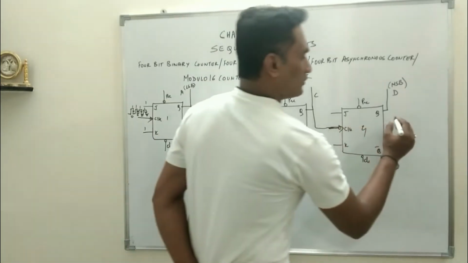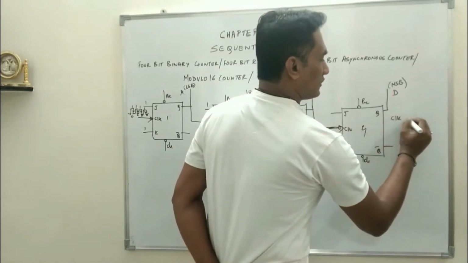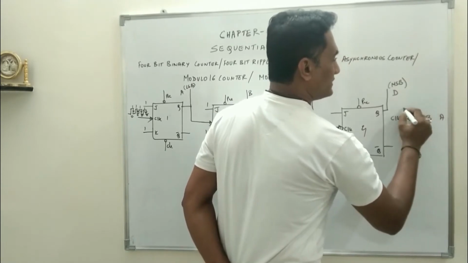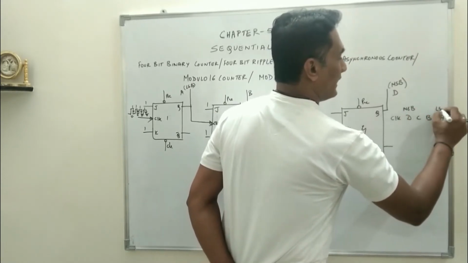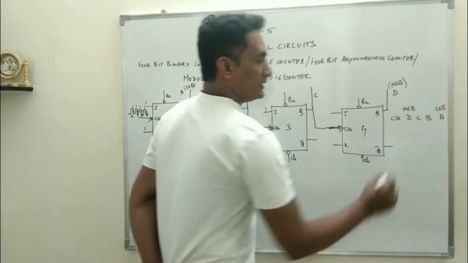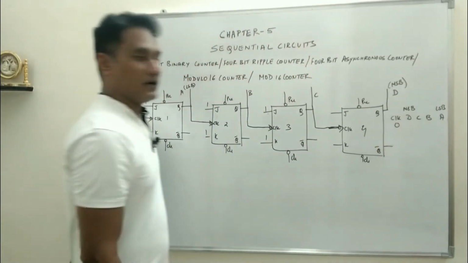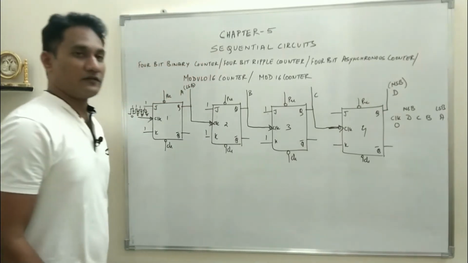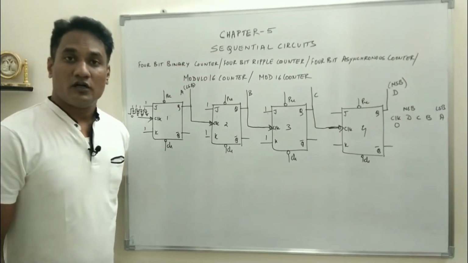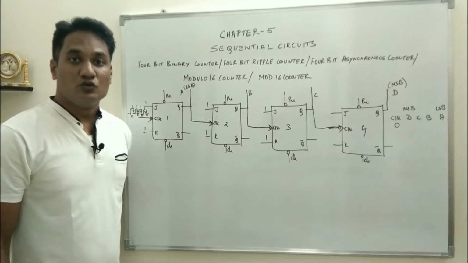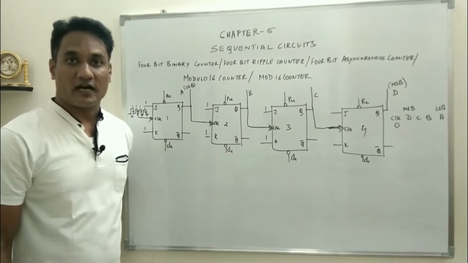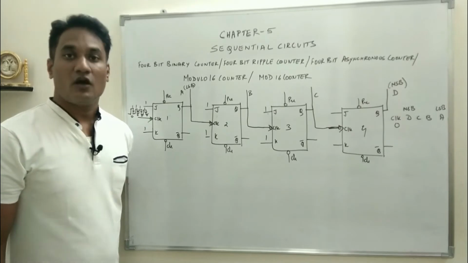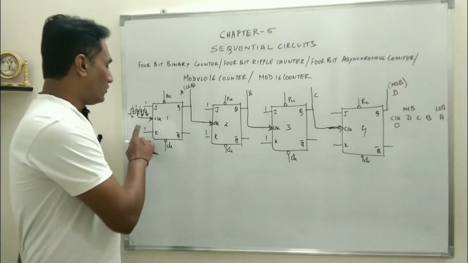Okay, so now the count is like this. It goes clock, D, C, B, A. That means D is MSB and A is LSB. Initially when no clock is given, we will activate the clear terminal of all the flip-flops. Of course, you know, preset and clear terminals are used in a flip-flop so that the output can be initialized with either the set condition or the reset condition when no clock pulse is applied.